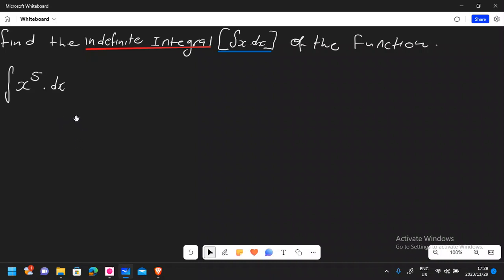Today in this video we'll be integrating the following function here. I hope you are able to do this one. Remember, you can pause this video and try to do this problem, and let's see if you can get the same answer as the one that I'm going to get here.